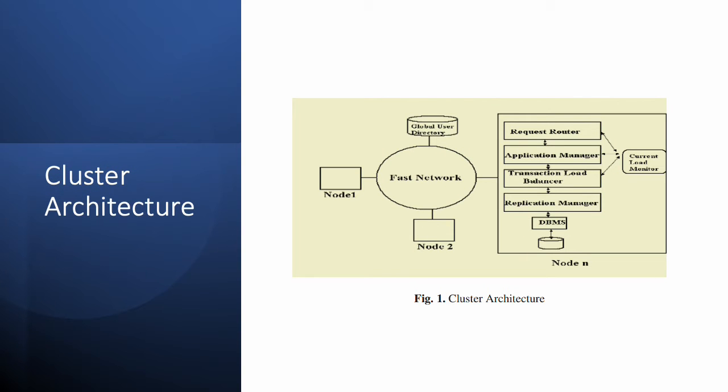This is Figure 1, the cluster architecture. In this we can see each cluster node is composed of 5 layers: a request router, application manager, transaction load balancer, replication manager, and the other one is the DBMS, that is the database. A request may be a query or an update transaction on a specific application.